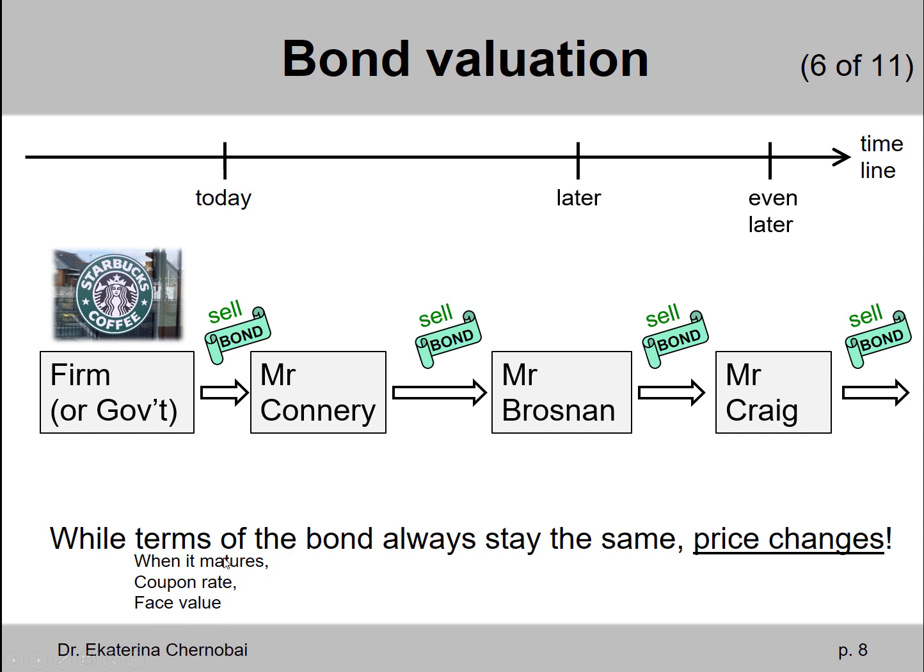But one thing that will be changing throughout these years is the price of the bond. So maybe Mr. Connery sold the bond for $900, but Mr. Brosnan then sold these bonds for $1,200 to Mr. Craig. So the price fluctuates.